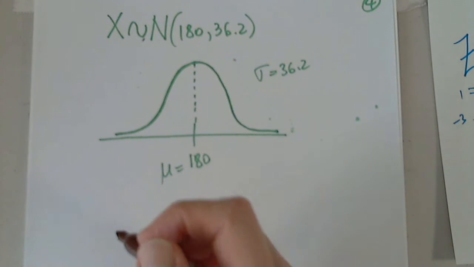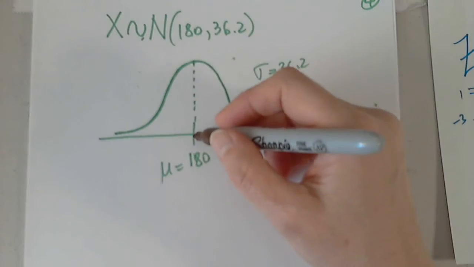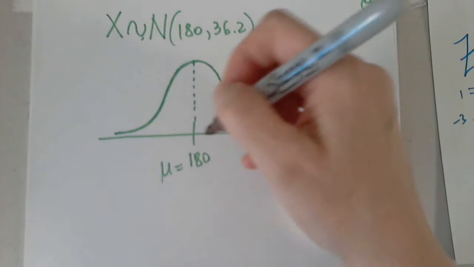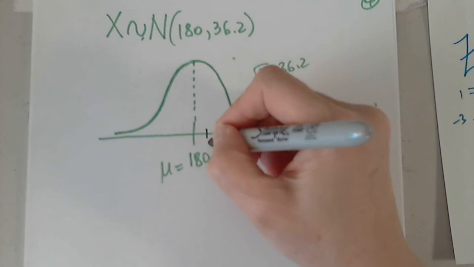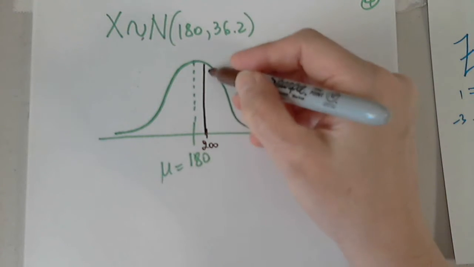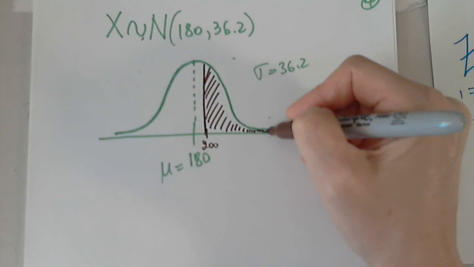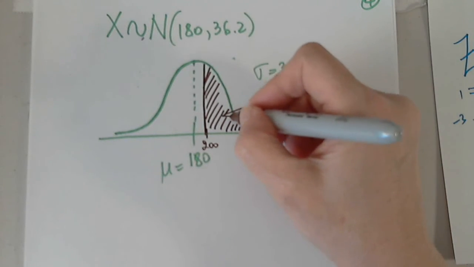State the region under the normal curve to the right of x equals 200. Fine. So I don't have units here. I didn't, but let's say this will be 200. So the area to the right of 200 is the area that gives us the probability.